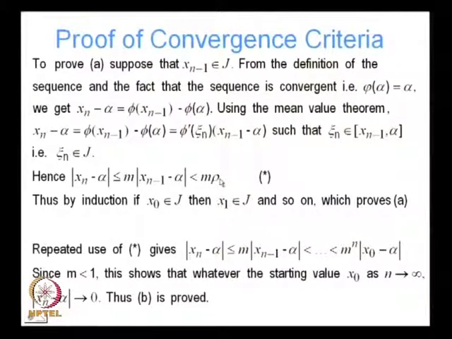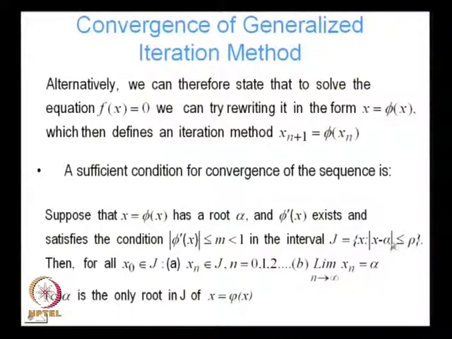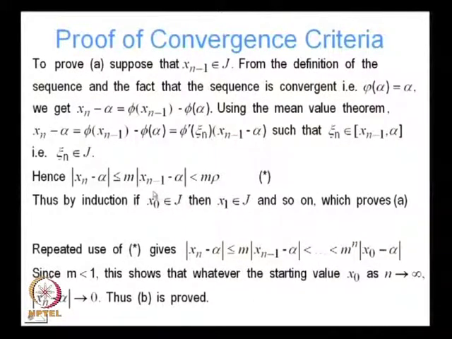What does that mean? That means that xn also lies within J, right, because xn minus alpha is less than m rho, and what is my J? J is such that mod of x minus alpha is less than or equal to rho, and since mod of xn minus alpha is less than or equal to m times rho, some fraction, right, m is less than 1, this obviously means that xn must be lying within that circle which I drew with center alpha and radius rho.